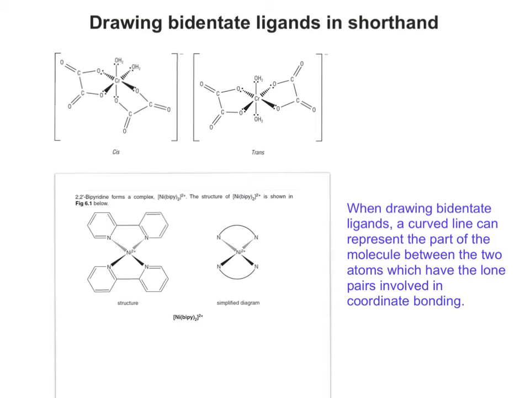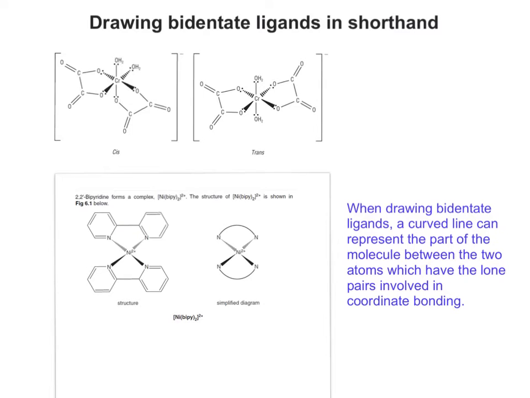There is a shorthand way to draw bidentate ligands in complexes. What you can do is to draw in the atom or atoms, in this case, that possess the lone pairs that are involved in coordinate bonding, and you draw a curved line between them. So if you look at the rather complex looking structure at the bottom of the screen, you'll see there's 2 ways to draw it. And the simplified diagram would make it a lot easier in exam questions.